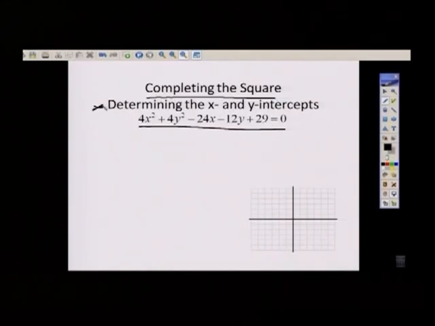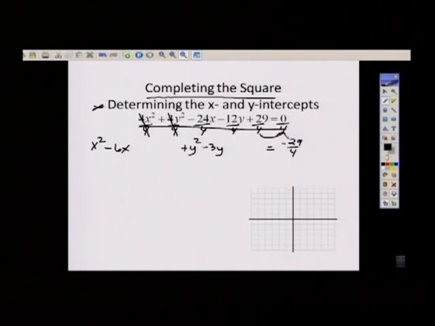To do that, first I'm going to take each term and divide it by 4, so that I have my x squared and my y squared with coefficients of 1. While I'm writing that down, I'm going to group my x terms together and leave a little space, group my y terms together, and put the constant on the other side.